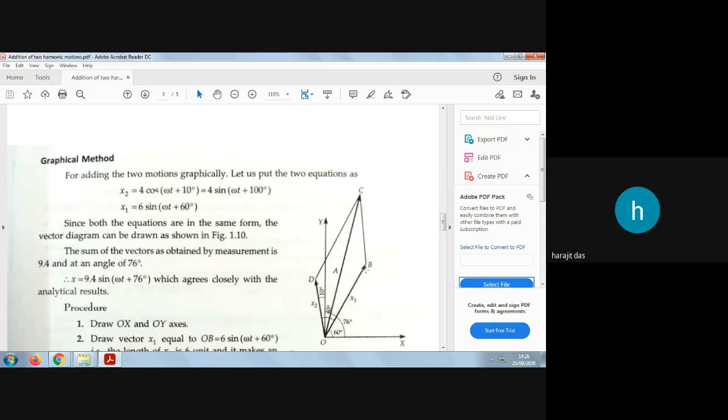Then the arrowhead is given. Anywhere you can give the arrowhead, but if you give it on the head here, then it is more correct. It is actually the exact way to represent the vector.